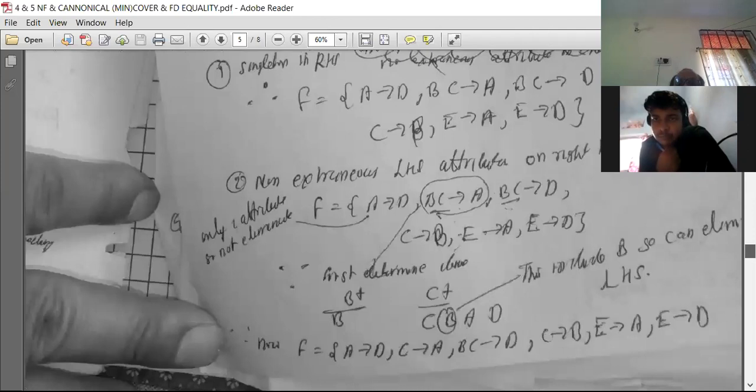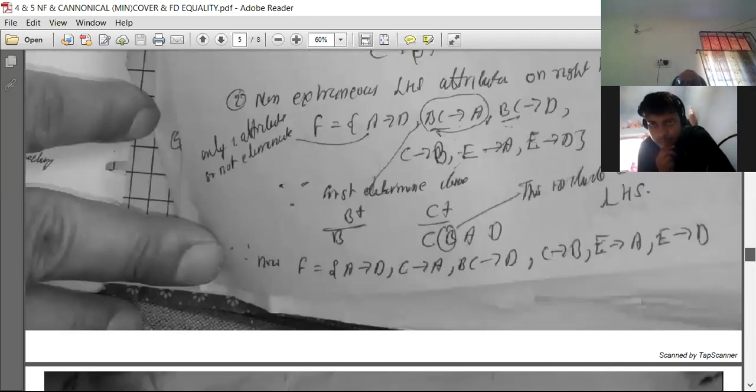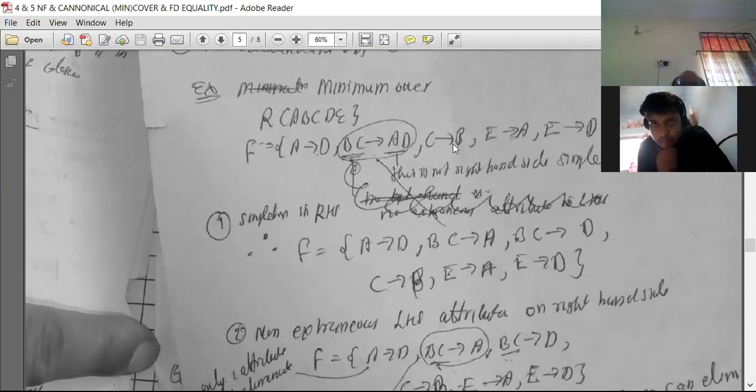Now our first condition is solved. There is no functional dependency having two attributes on the right side. There was only one, and we have solved that. We made only one attribute on the right side, and broke this functional dependency into two, BC tends to A and BC tends to D.